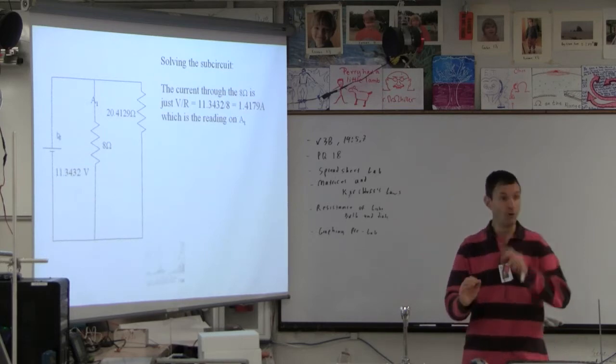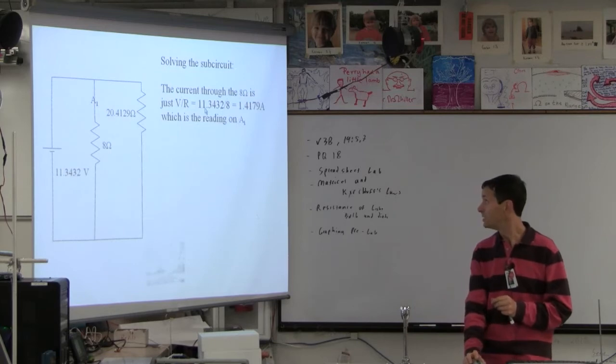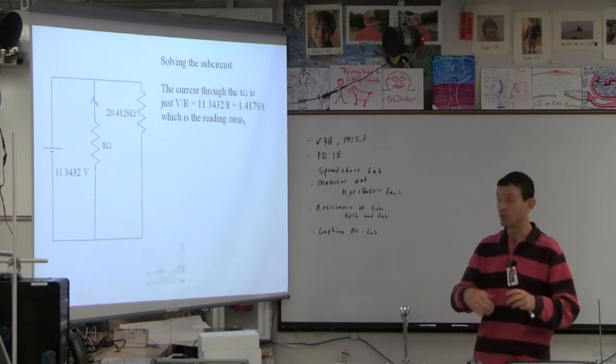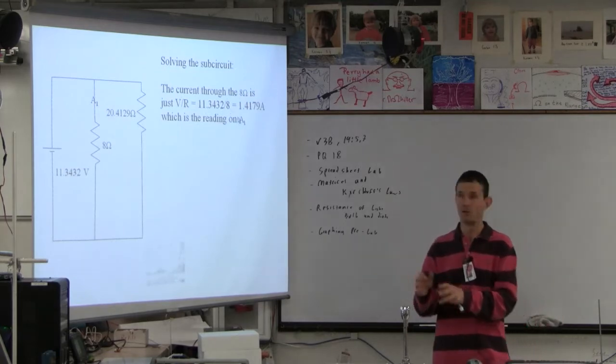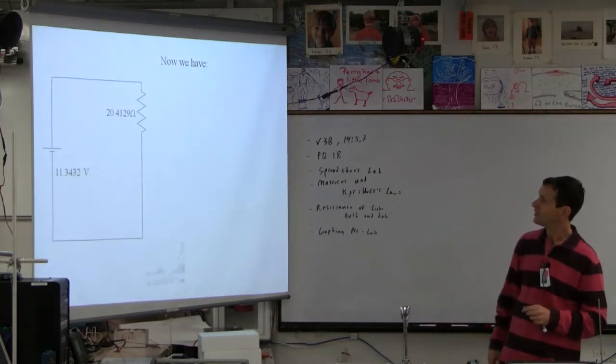And parallel circuits have one voltage, but many currents, right? And so this current is just simply that voltage divided by 8, and then we're ready to move on. Moving on, by the way, is just to ignore the 8 ohm resistor, right? Okay, so let's get rid of that, right?